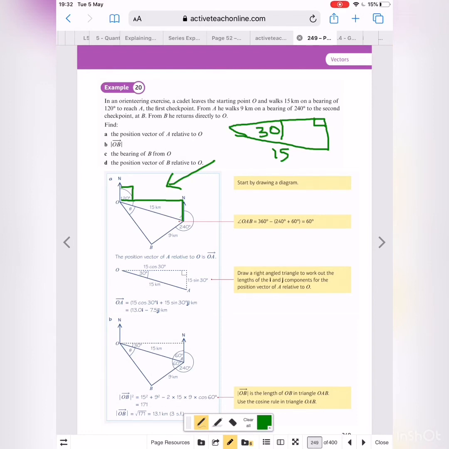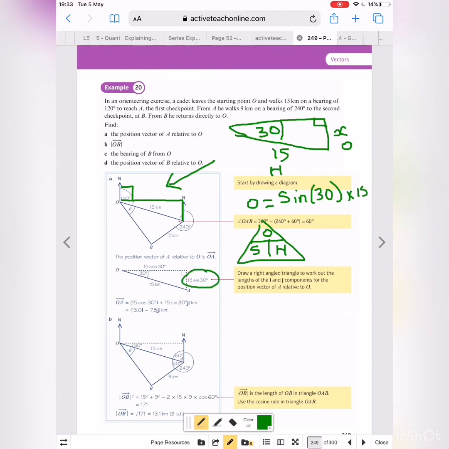Therefore, what we can then do to work out this length is again use trigonometry. So this is our hypotenuse, this is our opposite. Remember our triangle from trigonometry, SOH. So our opposite equals sine 30 times 15, or 15 sine 30, as they've put it there. But either way around, that's fine.